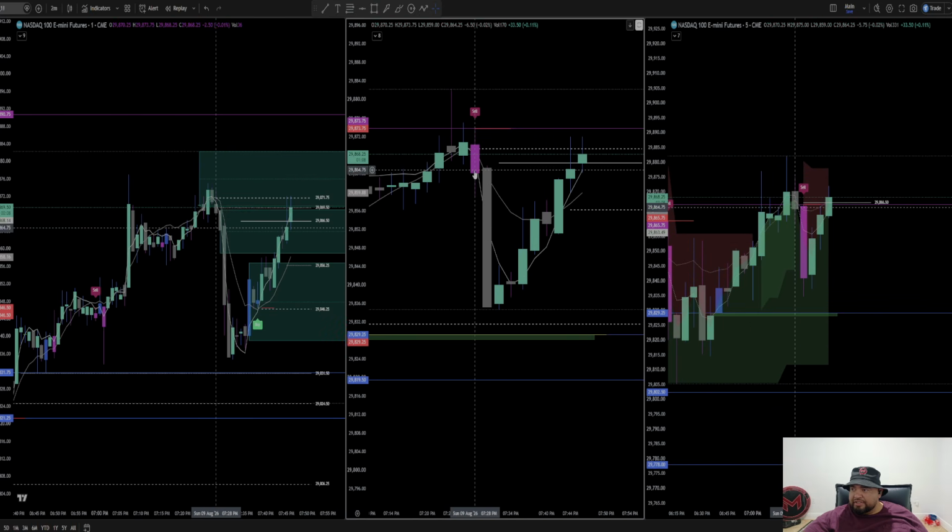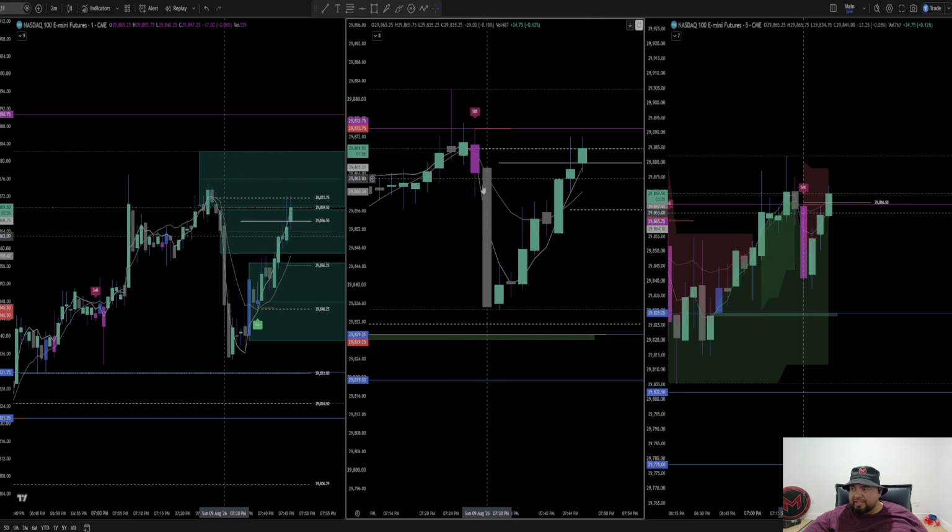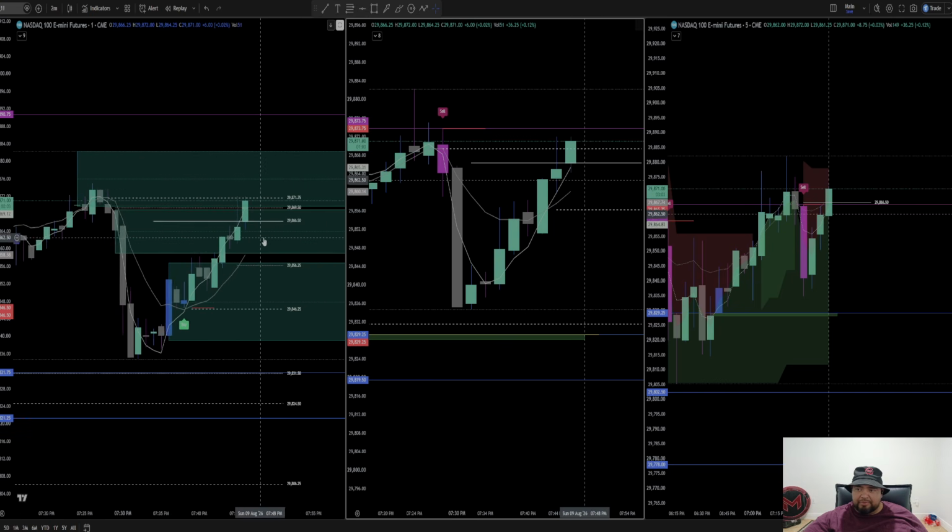And this short was nice. I did catch a little bit of that. Didn't catch the whole move. I trailed it really close. Took me out before the whole move happened.